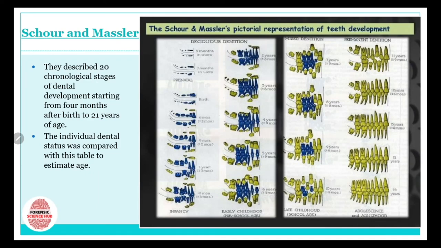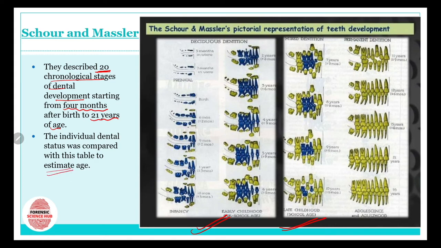Then the second method is Shore and Massler's method. Shore and Massler describe 20 different chronological stages of dental development, starting from 4 months after birth to 21 years of age. Here is a picture showing all those 20 stages. The individual's dental status was compared with this table to estimate age.